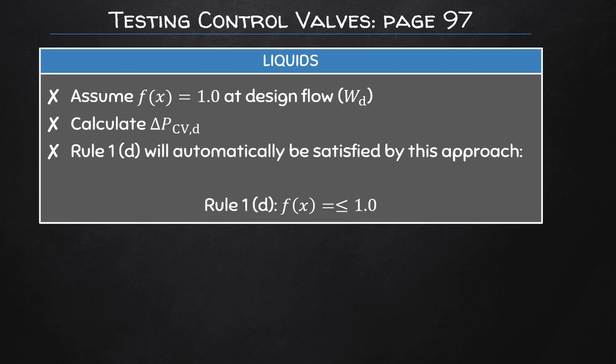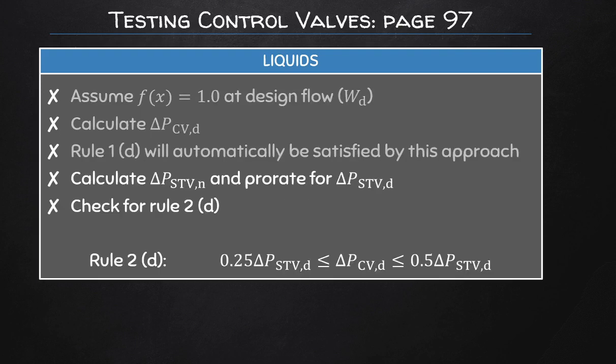So what does a design procedure look like exactly? Well, firstly, the valve position is assumed to be fully open at the design flow rate. Okay, so this is what we choose, and then the pressure drop across the control valve at the design flow rate is calculated using the control valve calculation that was previously discussed, depending on whether it's a liquid, a non-flashing liquid, or a gas or vapor. And as a result, we satisfy rule 1D automatically. Okay, so this is achieved automatically.